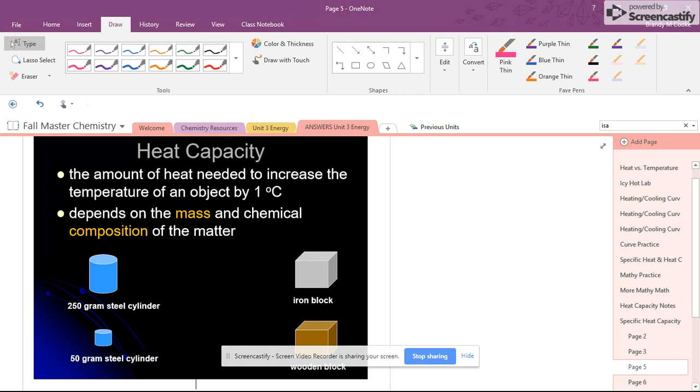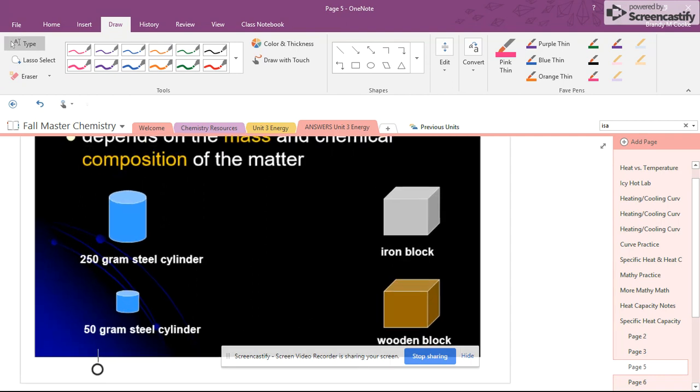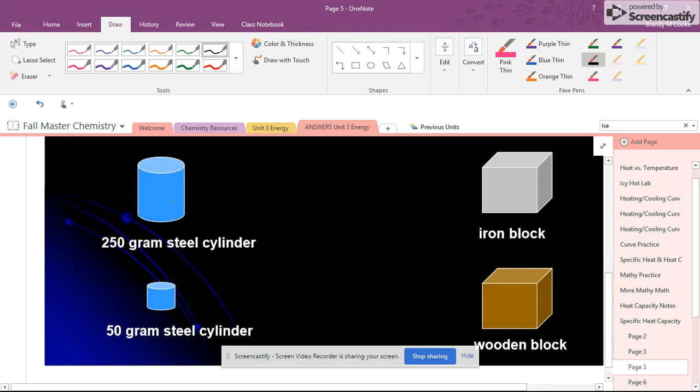So say we have down here a 250 gram steel cylinder at the top, and at the bottom, a 50 gram steel cylinder. Now the heat capacity is how much energy it takes to increase the temperature. So do you think the larger cylinder would have a greater heat capacity or the smaller cylinder? Think about it. Hopefully you answered the larger cylinder.